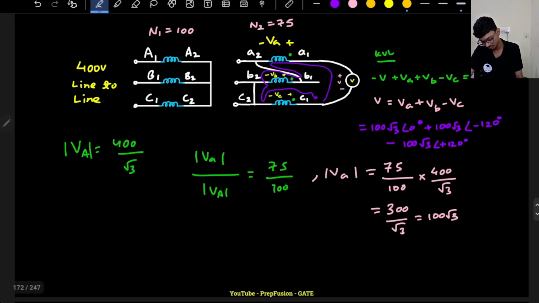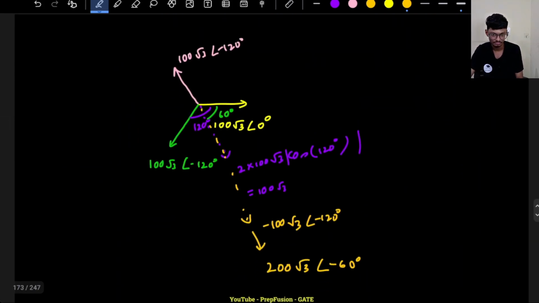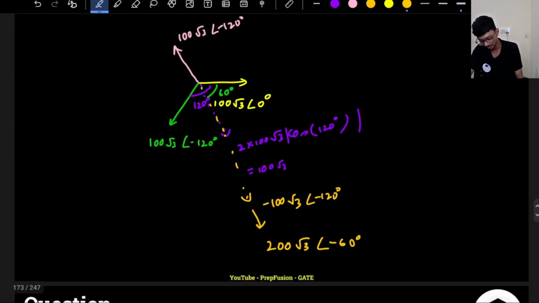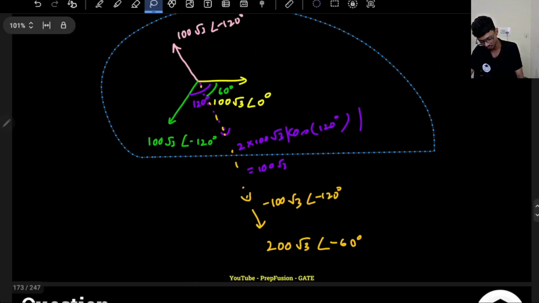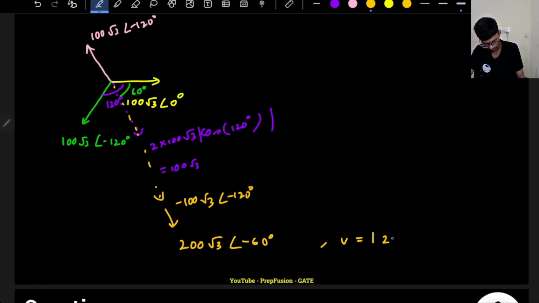What have they asked actually? They have asked what will be the voltmeter reading, because I don't care about the phase, I care about the voltmeter reading. Voltmeter will not be able to read the phase, so voltmeter will read the magnitude only. So the voltmeter reading will be the magnitude of 200 root 3 angle 60, so this will be 200 root 3 volts. This will be the answer.